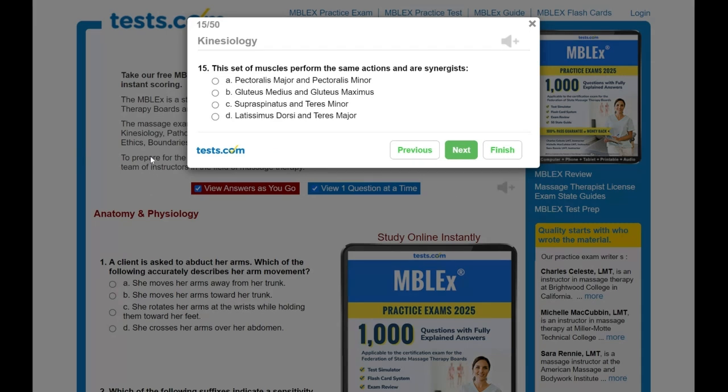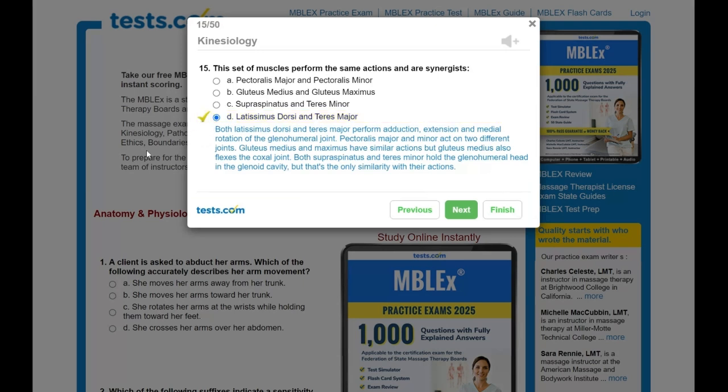Question 15. This set of muscles perform the same actions and are synergists. A. Pectoralis major and pectoralis minor. B. Gluteus medius and gluteus maximus. C. Supraspinatus and teres minor. D. Latissimus dorsi and teres major.